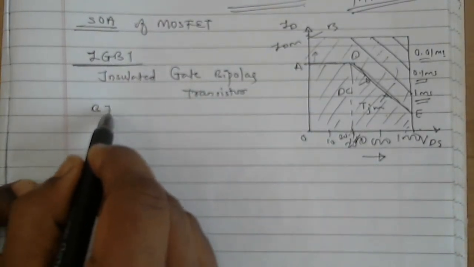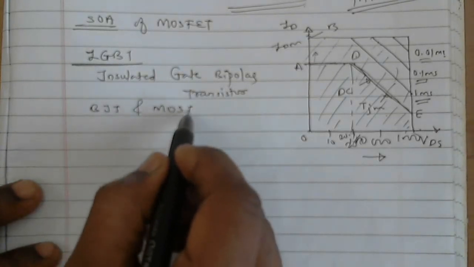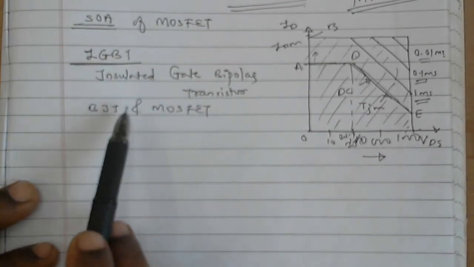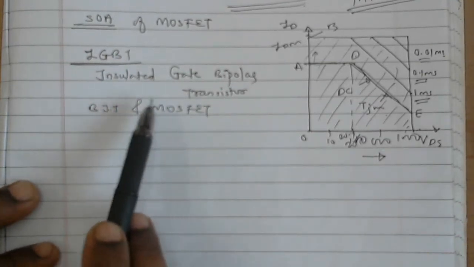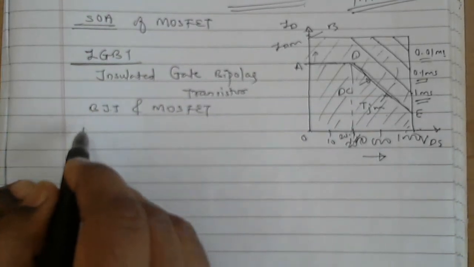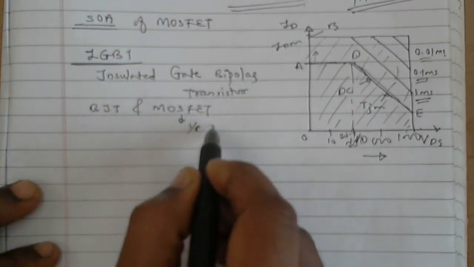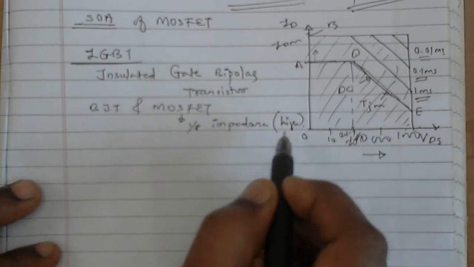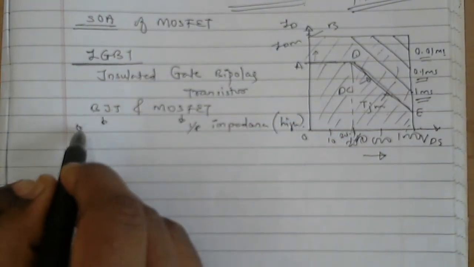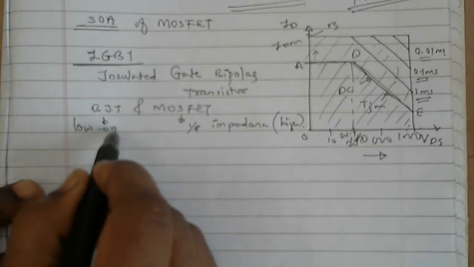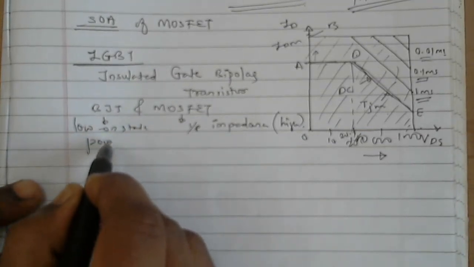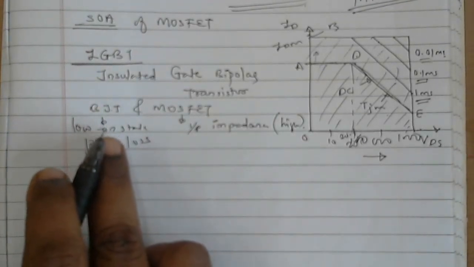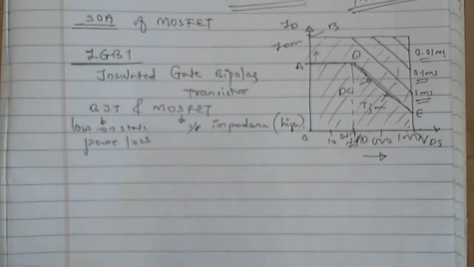It is a combination of both BJT and MOSFET. After BJT and MOSFET, the IGBT got invented, and it combines the merits of both devices. It possesses high input impedance like a MOSFET, and it has low on-state power loss like a BJT. So this is the main thing about the IGBT.